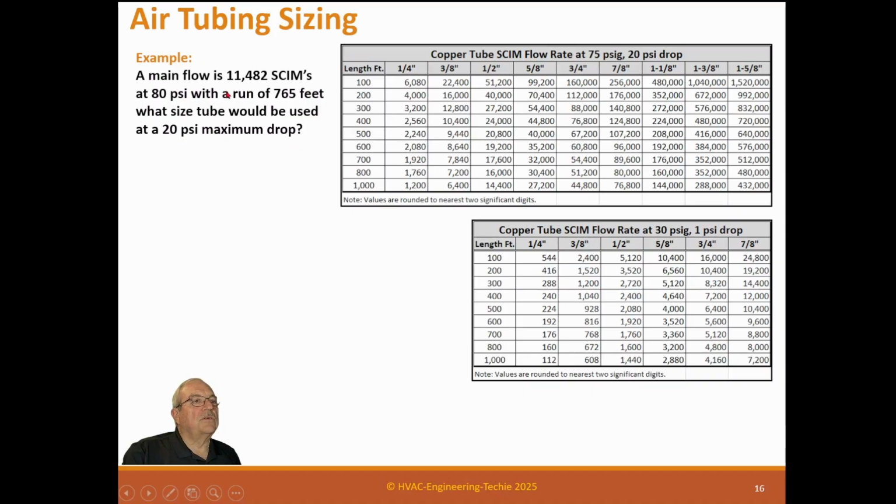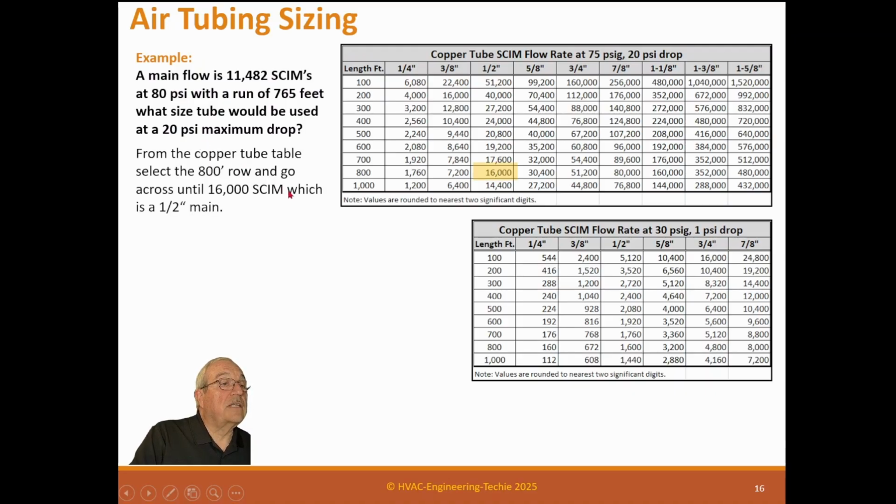So for a main flow, here's an example. Main flow is 11,482 skims at 80 psi with a run of 765 feet. What size of tube will be used at a 20 psi maximum drop? So from the copper table, select the 800-foot row. Okay, so we're at 800 feet. It's longer than the 765 feet. And go across till we get 16,000 skims. So we're going to go across. That's too small. Oh, that's way too large. So half inch is the right choice.